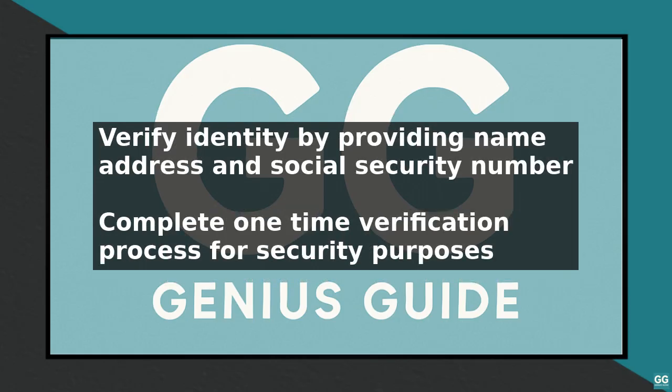After enrolling, you will be asked to verify your identity by providing your name, address, and social security number. This is a one-time process and is required for security purposes. Once verified, you can start using Zelle to send and receive money.